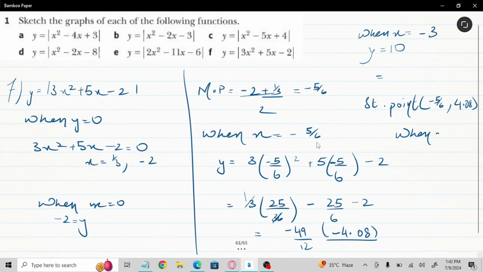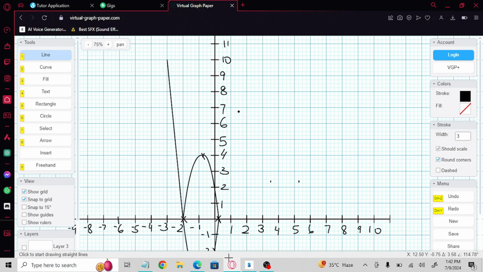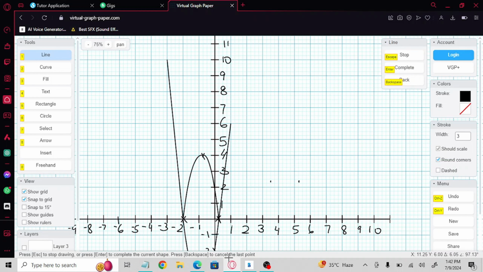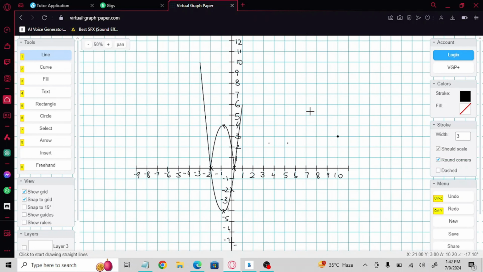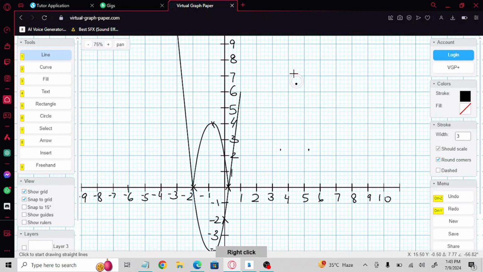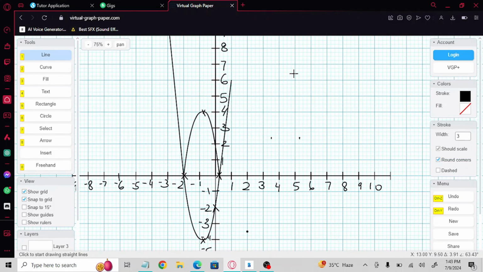So when x equals 1, we have y equals 3 plus 5 minus 2. y is equal to 3 plus 5 is 6, 7, 8. And 8 minus 2 is equal to 6. So y is equal to 6. Extend this graph to 6 and 1 here. So I'm going to draw a line and connect. So that's it. This is our graph. Let me just zoom out a little bit, and that's it. This is our graph for question number 1, part E.